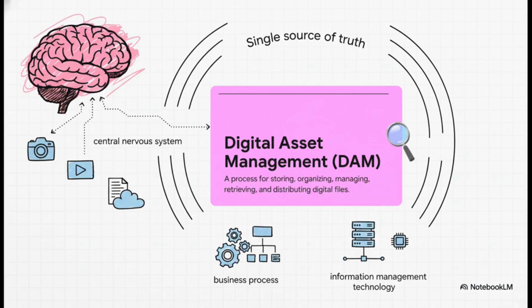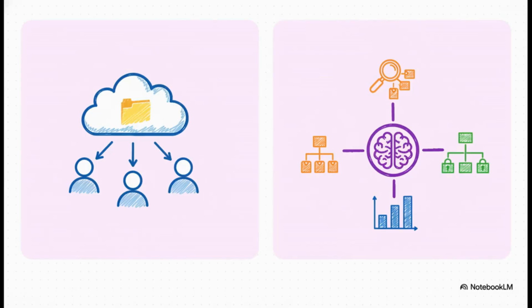Think of it like this. It creates that single source of truth everyone is always looking for. It becomes the central nervous system for every valuable digital thing your company owns. And this is where we have to draw a really clear line in the sand. This is the difference between a real DAM and the cloud storage tools your team is probably using right now, like Dropbox or Google Drive.